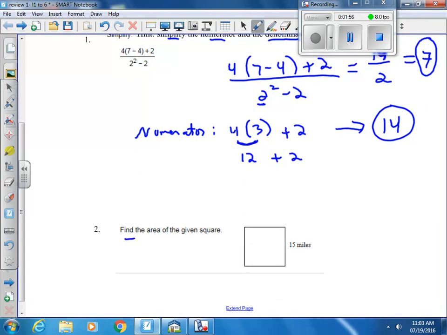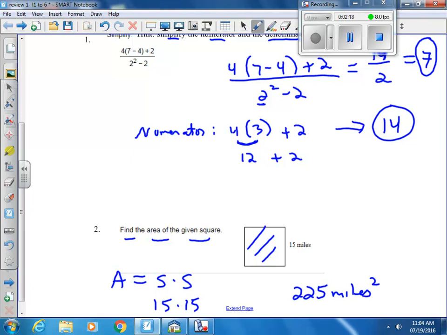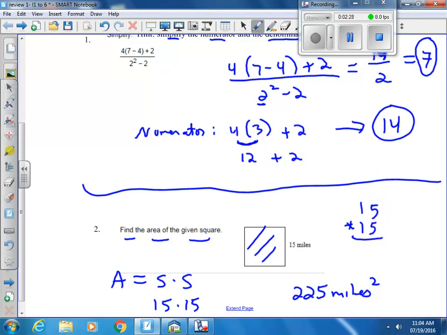So find the area of the given square. We now know that when you're dealing with a square, an area is just side times side. So we know that we're looking at 15 times 15. We know that the units will be square miles. So we're looking at 225 miles squared. Now, if you need to go off on the margin and physically multiply out 15 by 15, you could do that.